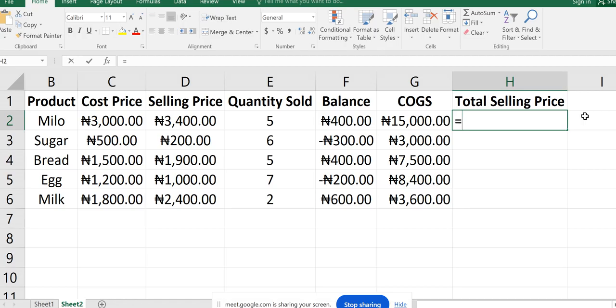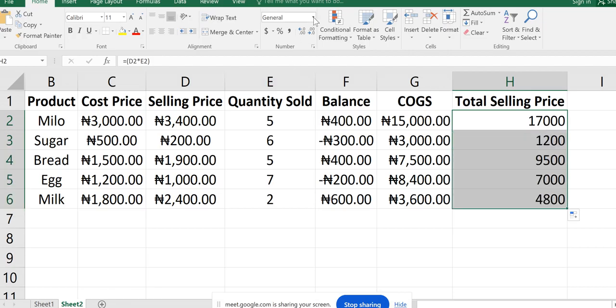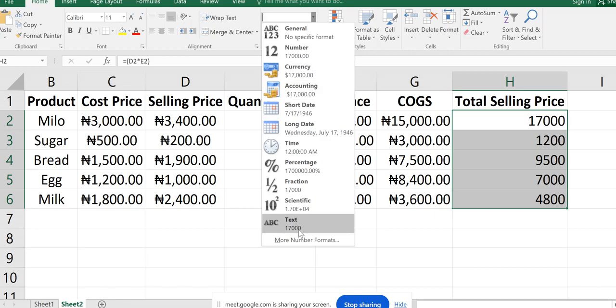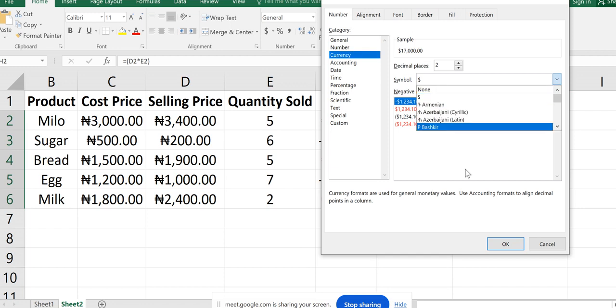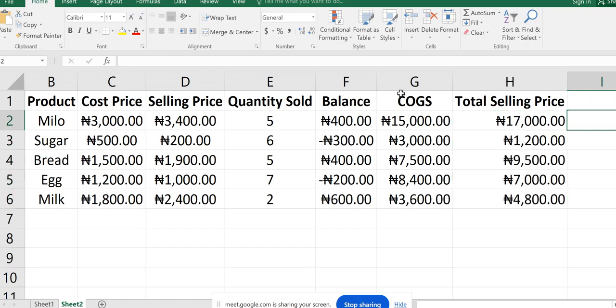Equals, open bracket, D2 times E2, close bracket, enter. Good. So do you understand the point? So we autofill this. We set our data type to currency. Okay. So with this now, we've gotten our total selling price.